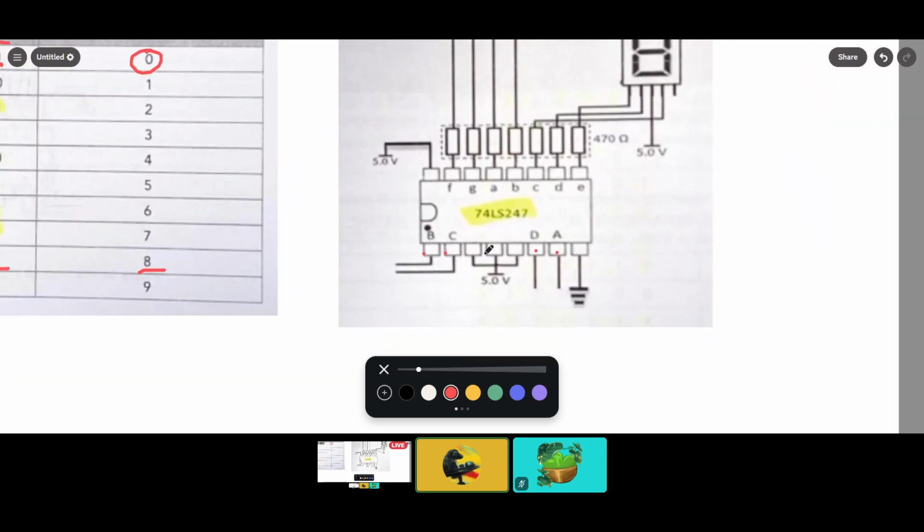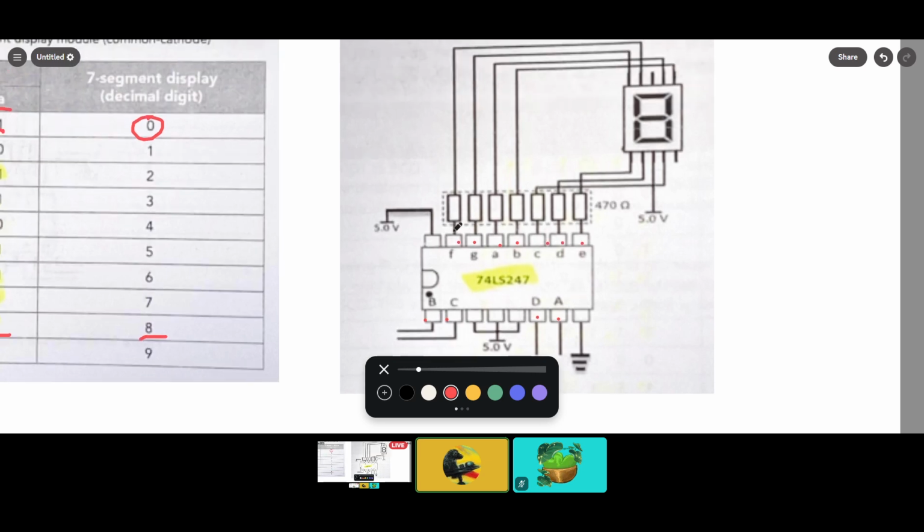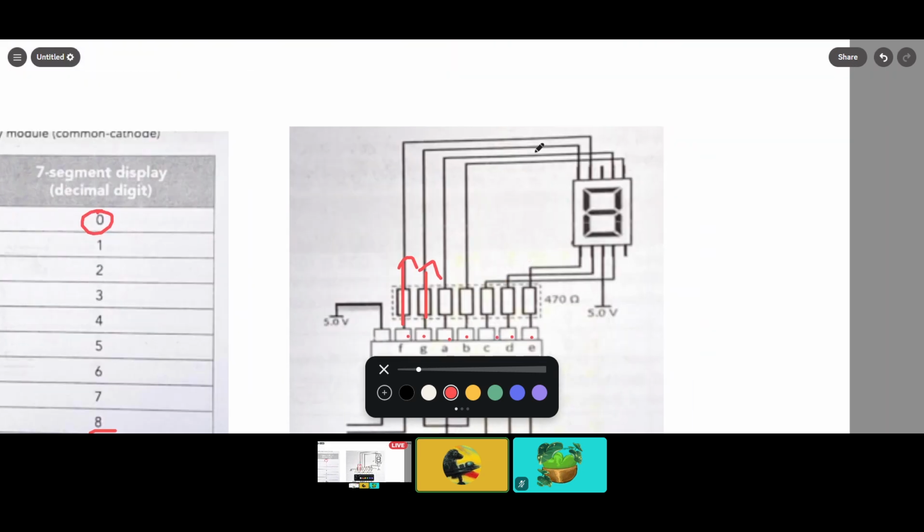Then we have F, G, A, B, C, D, E. These will be our outputs that, as you can see, are literally put into a 7-segment display.